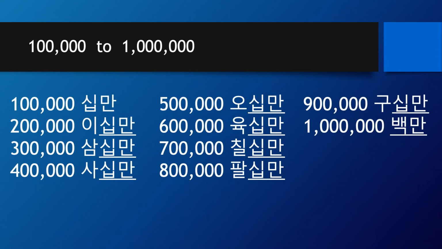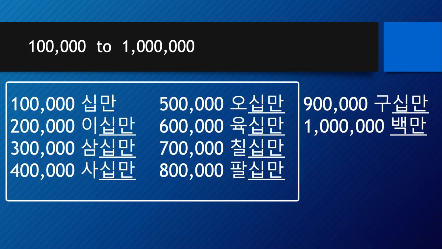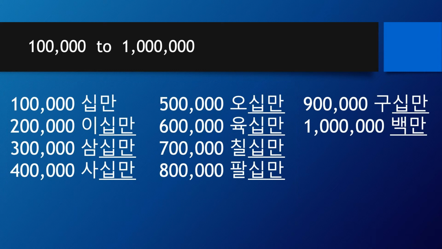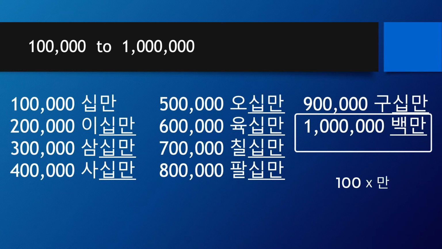100,000 to 1 million. 100,000 is 10만. Likewise, we use 2, 3, 4, 5, 6, 7, 8, 9. So 200,000 20만, 300,000 30만, 400,000 40만. Likewise, 50만, 60만, 70만, 80만, 90만. 1 million is 100만, which means there are 100 mans in 100만.